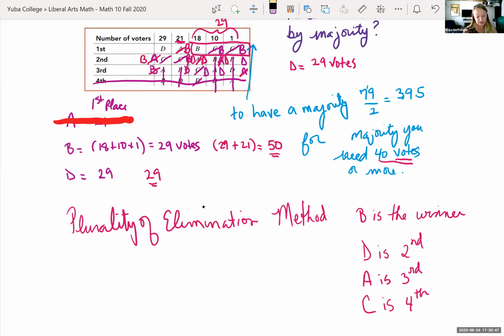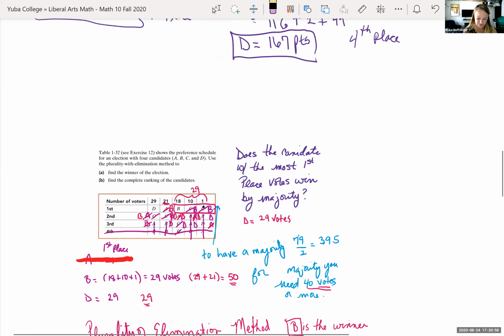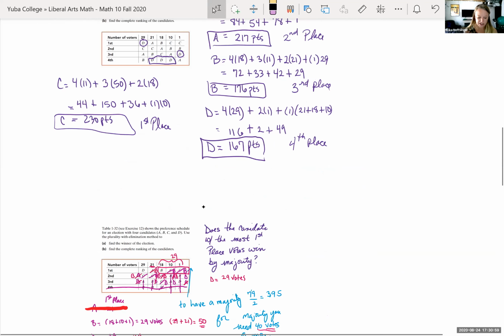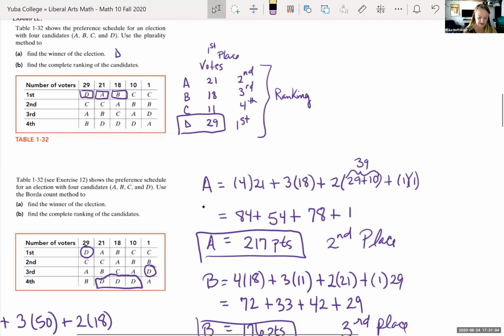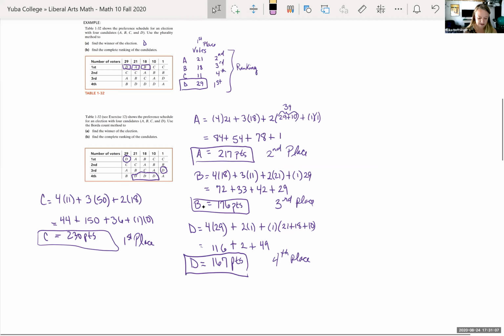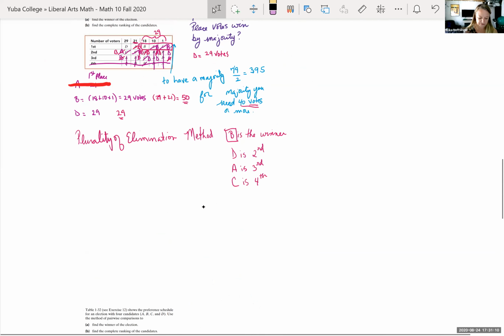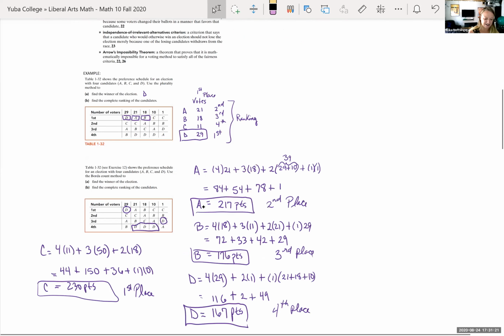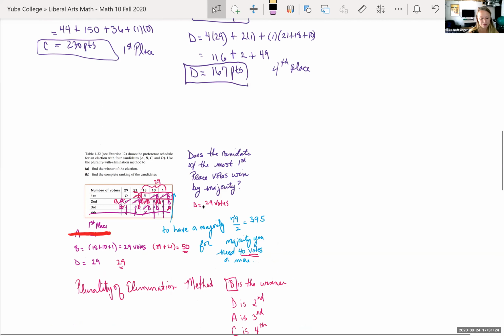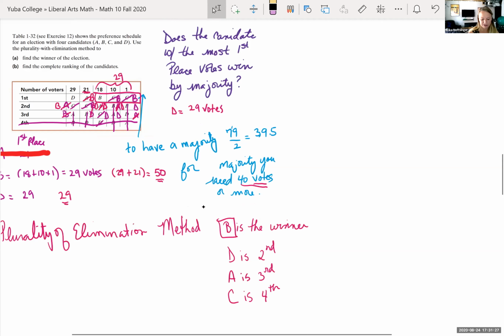Okay, so plurality elimination, we got B. What did we get above when we did it with the Borda count? We got D. And with just plurality, we got D. So we got all different values. I'm sorry, Borda, we got C. You're right. So we got B, C, and D. So they're all different winners based off of the different ways that you can count the votes.